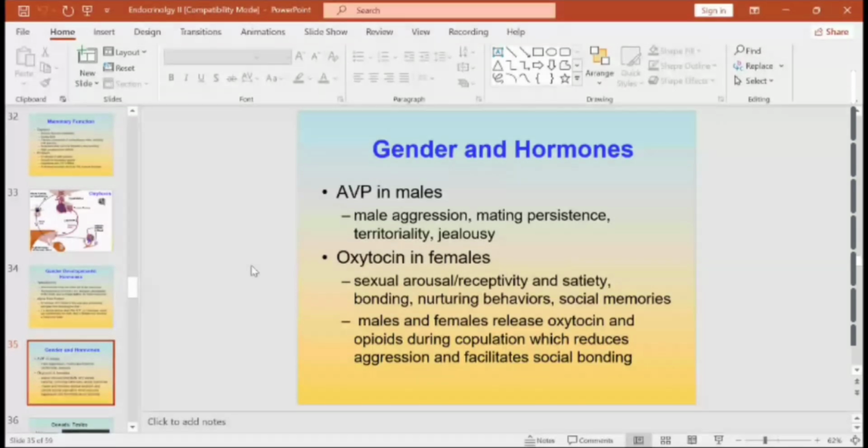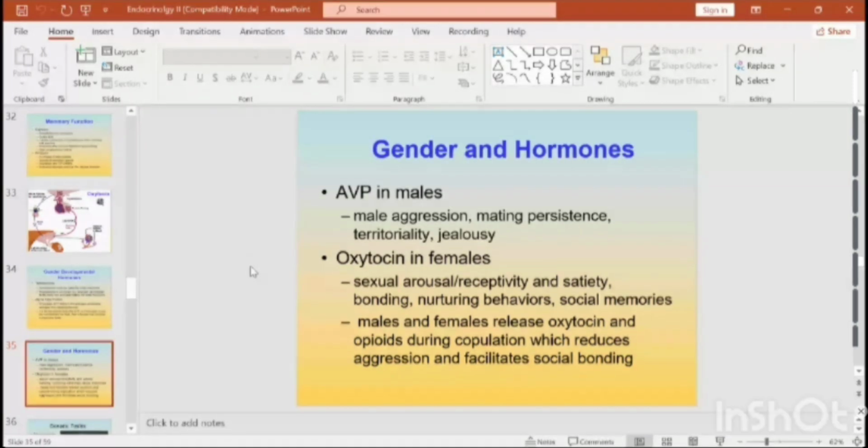We call them the opioids. These are the internal opioids, not the external ones that people abuse. The secretion of opioids will cause a reduction in aggression. So immediately after sex, males tend to be very calm, less aggressive, and a little bit more laughing, and there is a chance they might sleep afterward, because of the reduction in aggression.